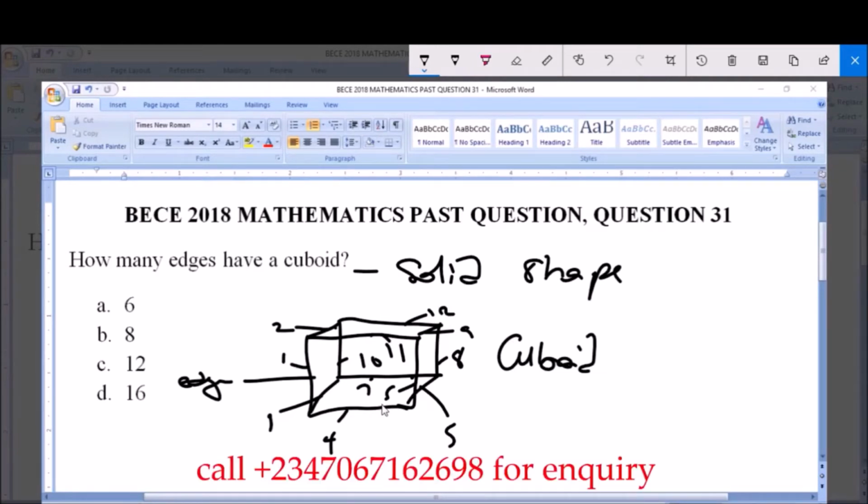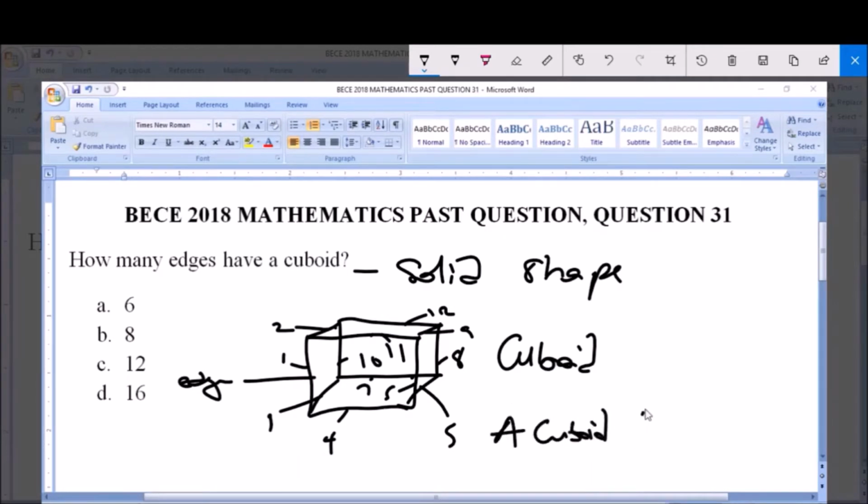Now, so therefore, a cuboid has how many edges? A cuboid has 12 edges. Now these points here are called the vertices. But that is not what we are concerned with. We are concerned with the edges, which are these lines that form the cuboid.